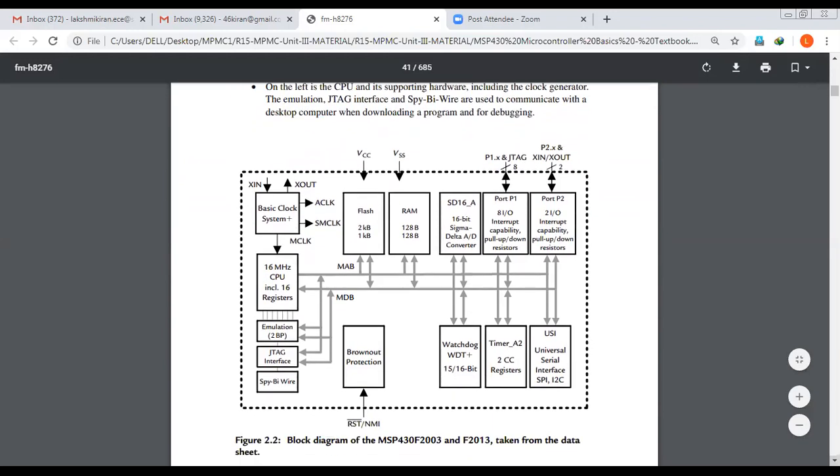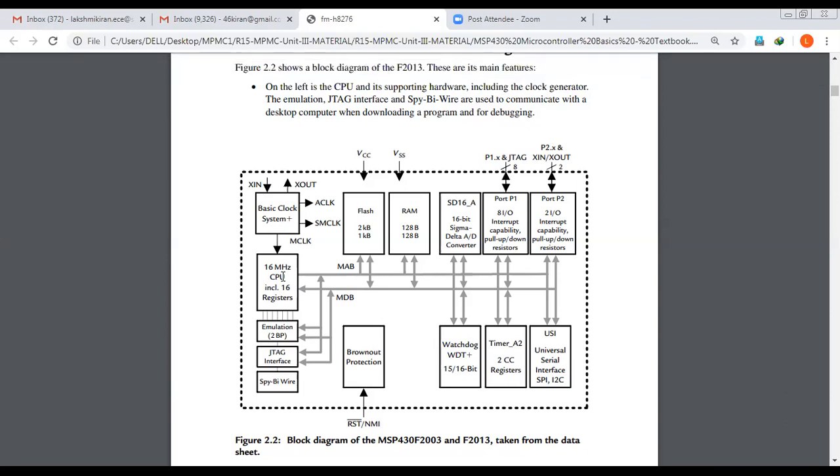Yeah, let me go to the block diagram, the functional block diagram of MSP430 2003 and 2013. If you observe here, the main part of the microcontroller is the CPU. It itself contains the ALU as well as some CPU registers. The total 16 registers are available here. This is the main part of the microcontroller, and these are the various peripherals that are available. These two are the memory part, and these six are the main peripherals of the MSP430.